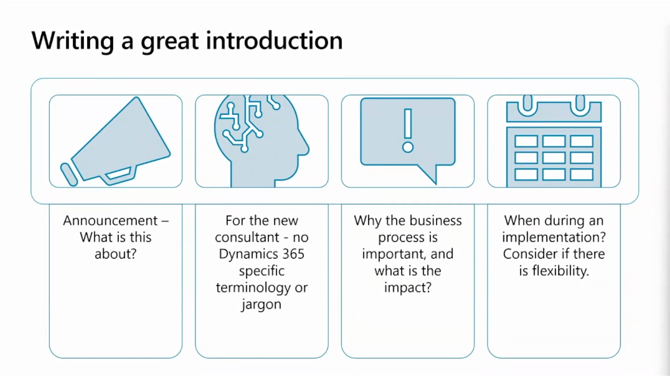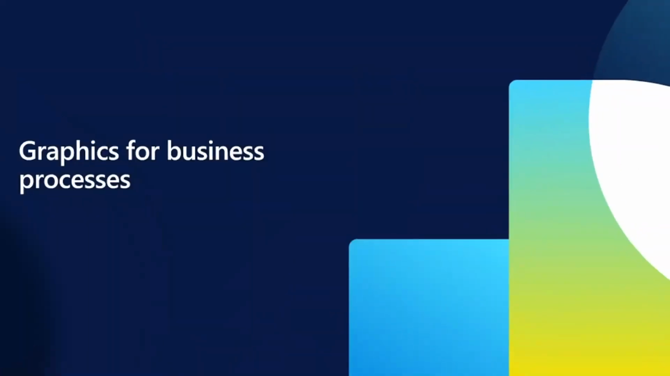You're going to indicate in that introduction, why is this business process important? And what's the impact it has on an organization? Think about if this process is designed well, how it can positively impact. And if it's not designed well, what are the negative impacts it can have on the organization? And you'll also want to provide some guidance about when during an implementation this particular business process should be done. So that introductory paragraph or paragraphs should answer these questions for the reader.